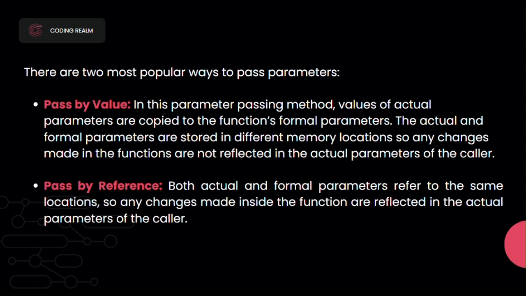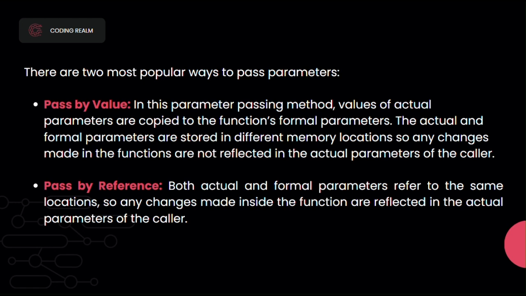There are two most popular ways to pass parameters. The first way is pass by value. In this parameter passing method, values of actual parameters are copied to the function's formal parameters. The actual and formal parameters are stored in different memory locations, so any changes made in the function are not reflected in the actual parameters of the caller.